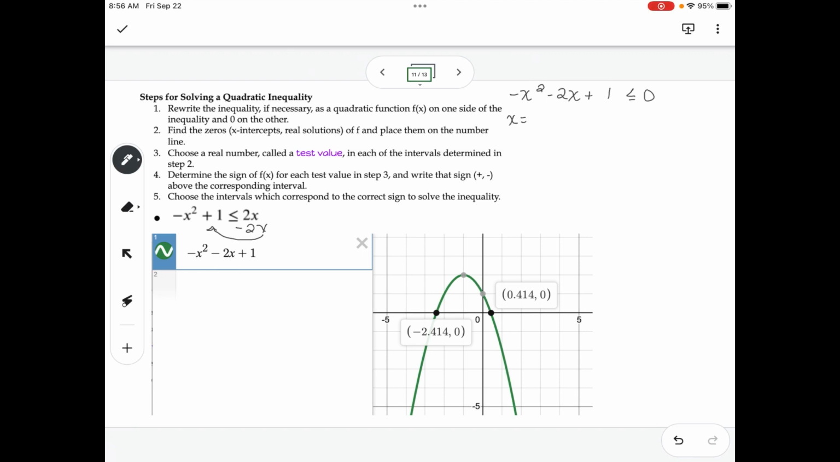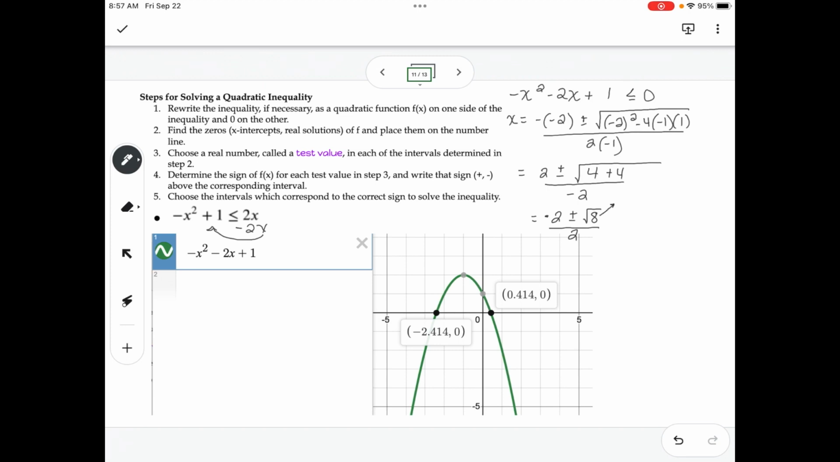x is the opposite of b, so the opposite of negative 2, plus or minus the square root of b squared, negative 2 squared, minus 4 times a, which is negative 1, times c, which is positive 1, all over 2 times a, which is negative 1. And then start simplifying. 2 plus or minus, let's see here, 4 plus 4. Oh, we have the same kind of issue, except we have a negative in the denominator. This gives us 2 plus or minus the square root of 8 over, and we'll just move that negative up front. That'll be useful for us.